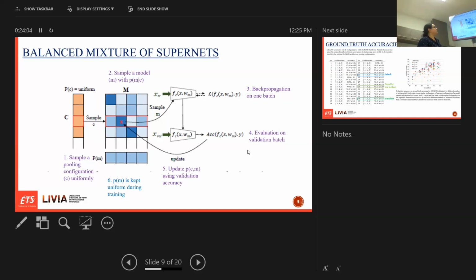So basically, the thing that we introduced here, which is different, is that we specialize each of the models to a subset of configurations. In this case, the weight sharing is reduced, and we later show that it results in better rank correlation and finding better architectures.